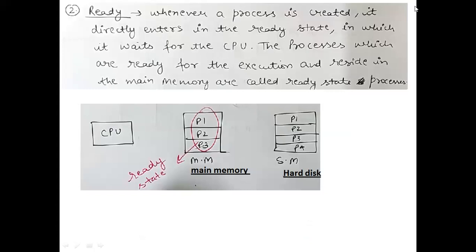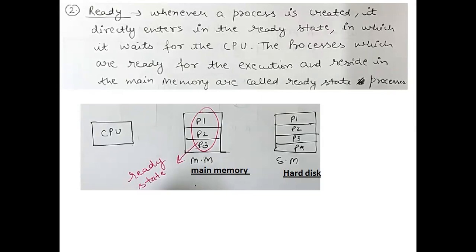Okay, the second state is the ready state. After the new state, the next state is the ready state of a process, which is nothing but: whenever a process is created, it directly enters into a ready state. Again, the creation of a process means the OS is aware that this particular process exists.